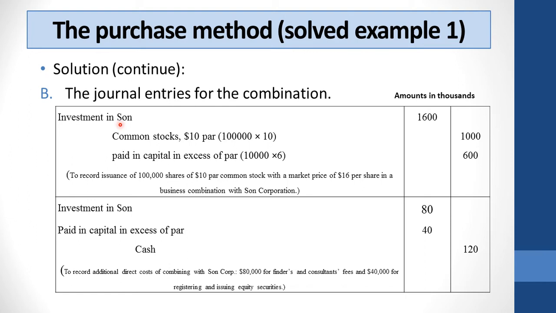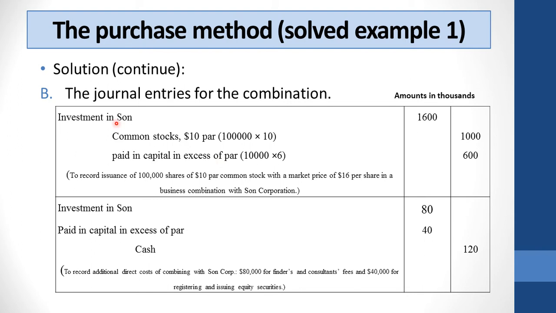Investment in Sun will be on the debit side. This is the amount of consideration paid by POP to combine with Sun. It equals 100,000 shares multiplied by 16. This is the common stock. The value of common stock will be placed on the credit side, 100,000 shares multiplied by the par value of 10. And 100,000 shares multiplied by 6, which is the difference between the par value and the market value of 16, is the paid in capital in excess of par. It will be placed on the credit side.